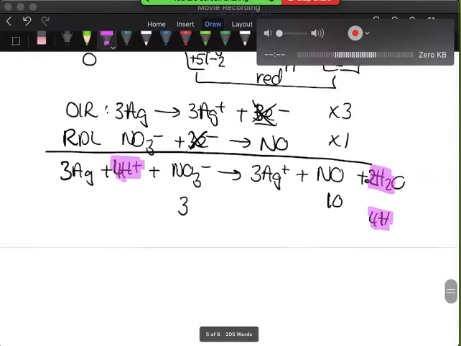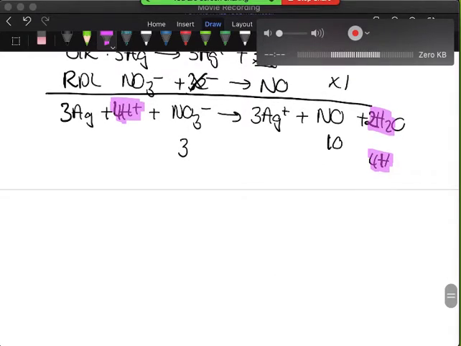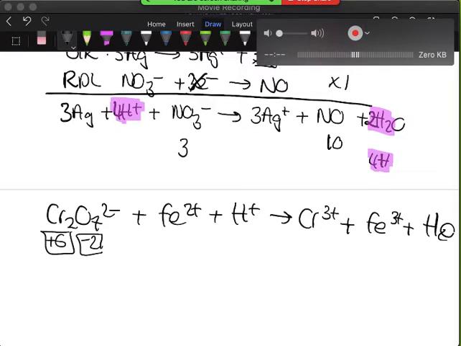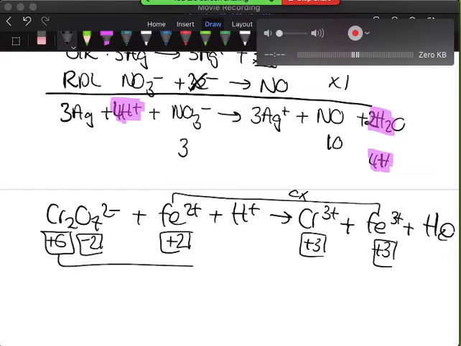So I'll do number 4 for you. So 4 is Cr2O7 2 minus plus Fe2 plus H plus going to Cr3 plus Fe3 plus H2O. So here it is minus 2. The chromium is plus 6. This is a plus 2. This is a plus 3. This is a plus 3. So this is the oxidized. This is the reduced.